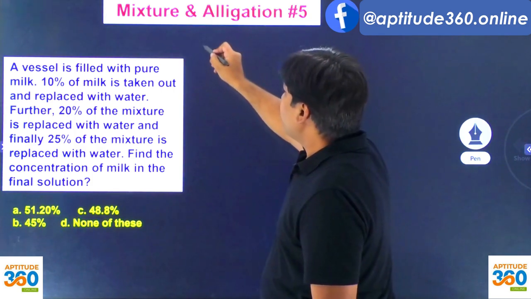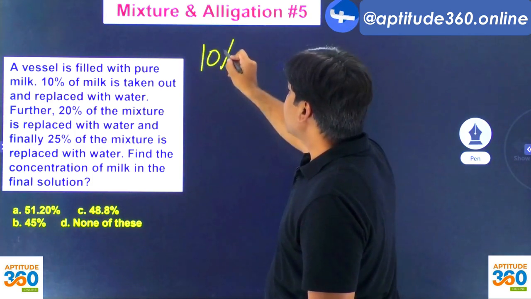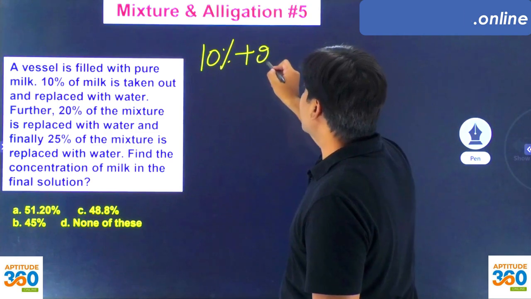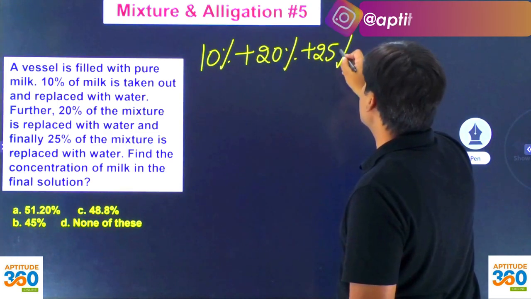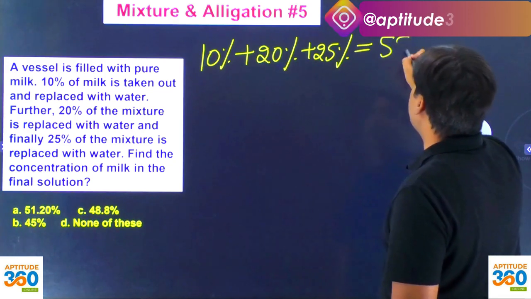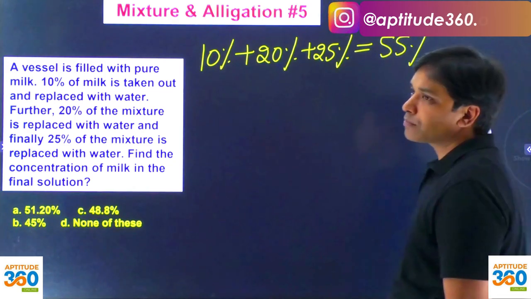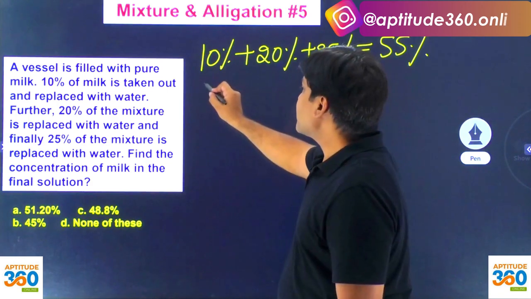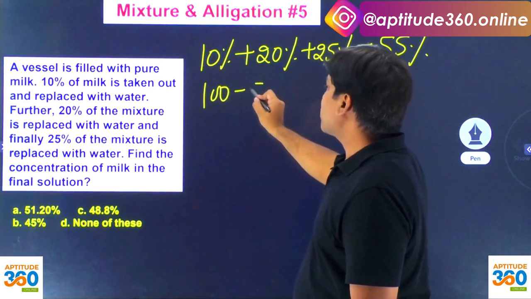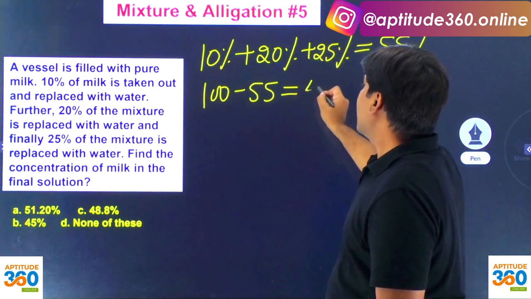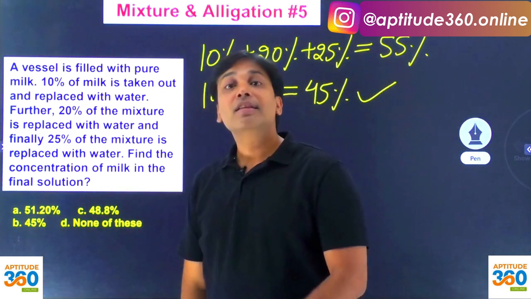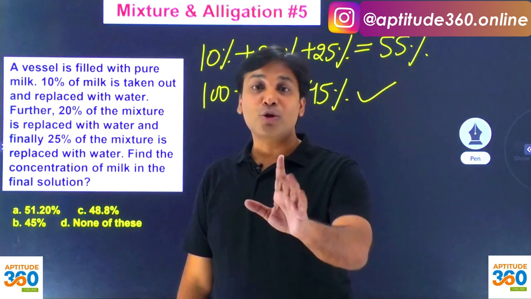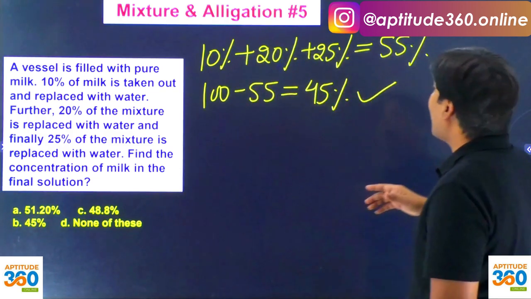So there are people who will do this: 10% in the first instance, 20% in the second instance and 25% in the third instance. Collectively 55% has been taken out. And if 55% has been taken out, what is going to be the concentration of milk in the mixture? It is 45%. Option yahan pe hai, but this is dangerous for your result. Don't do this. Abhi kyun nahi hoga?